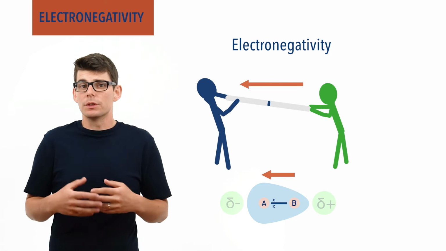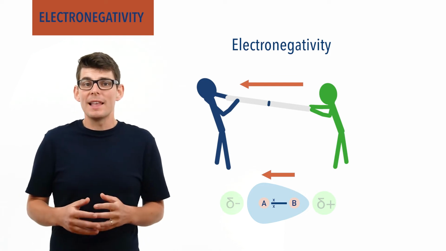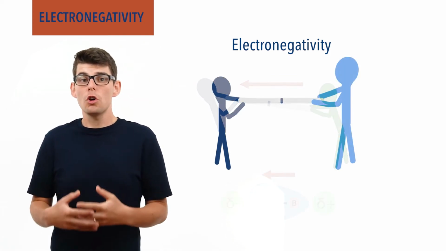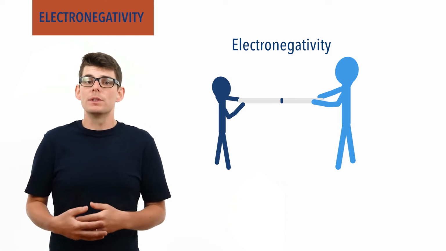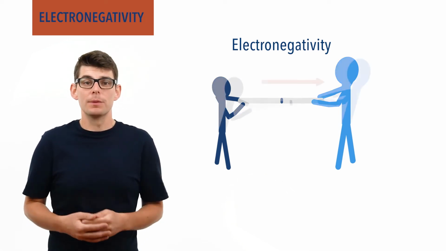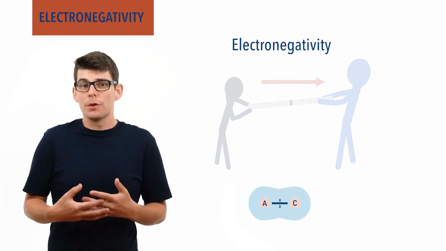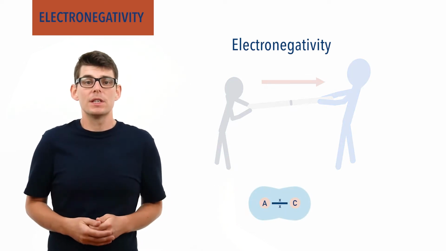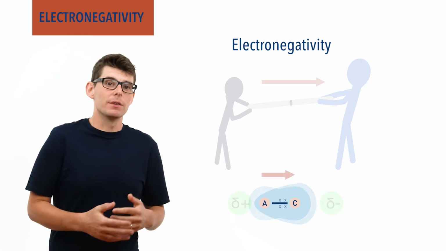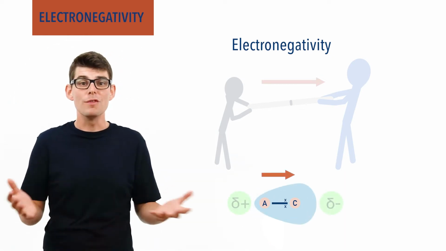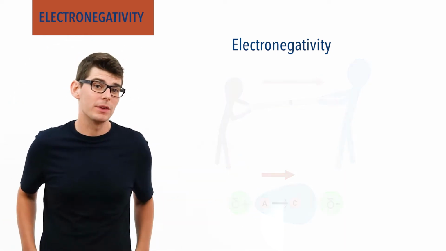However, if you took the same strong person as before and now put them against someone who is even stronger than them, the rope will get pulled in the opposite direction and away from them. Just like if you replace the other atom in a covalent bond for an atom with a higher electronegativity, the electrons will now get pulled the other way. Relative things are always tricky to work with in chemistry.